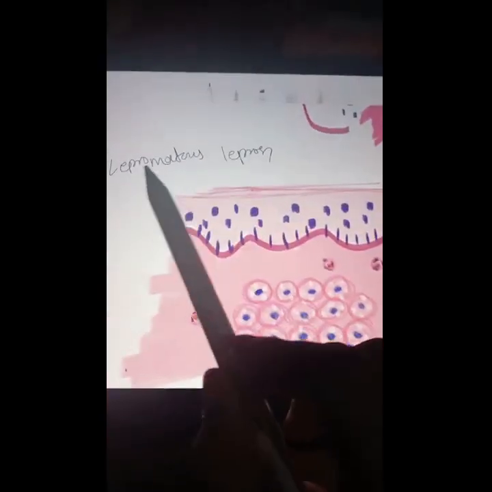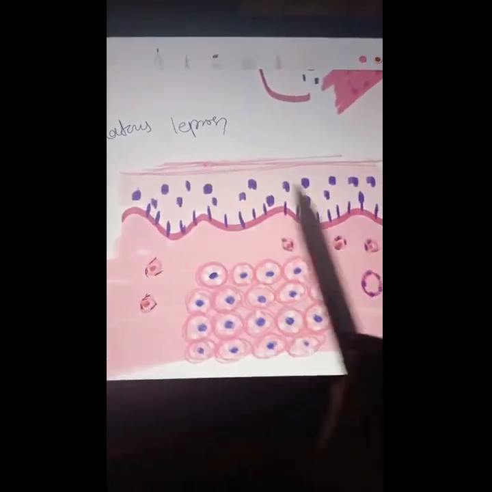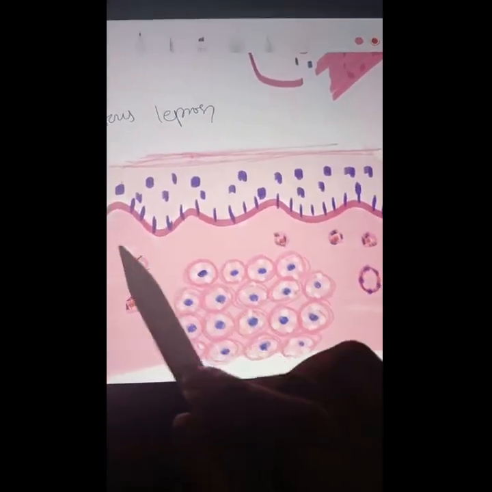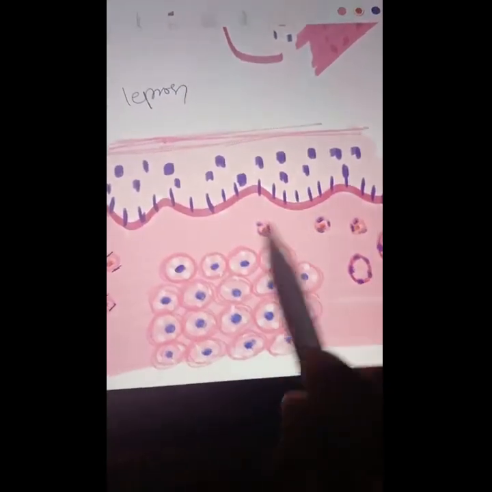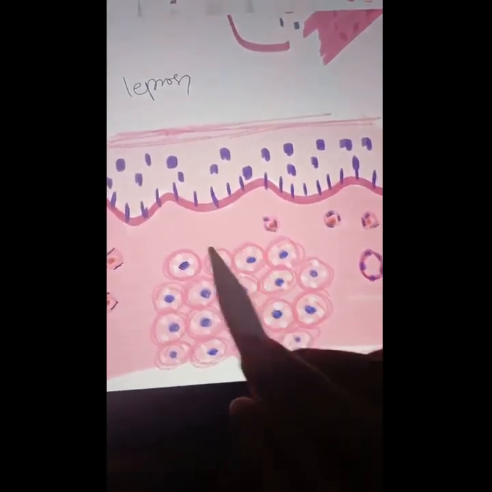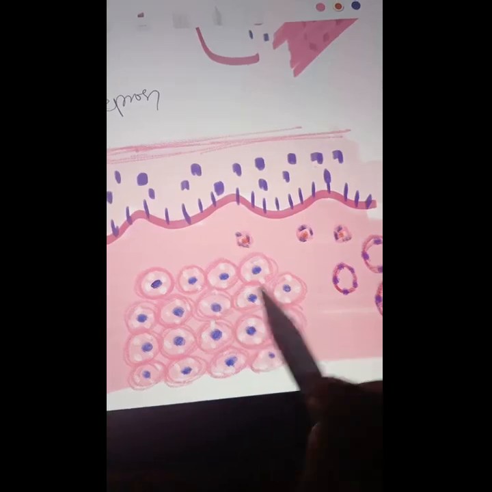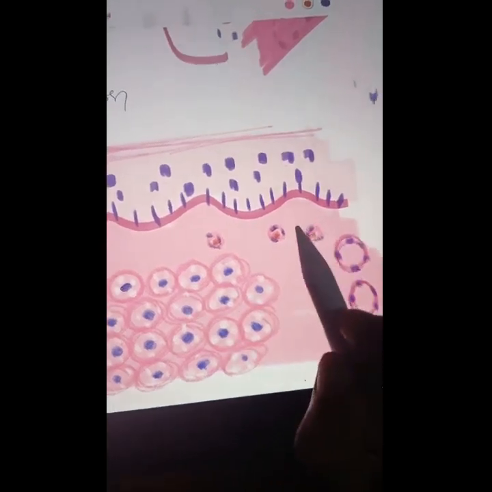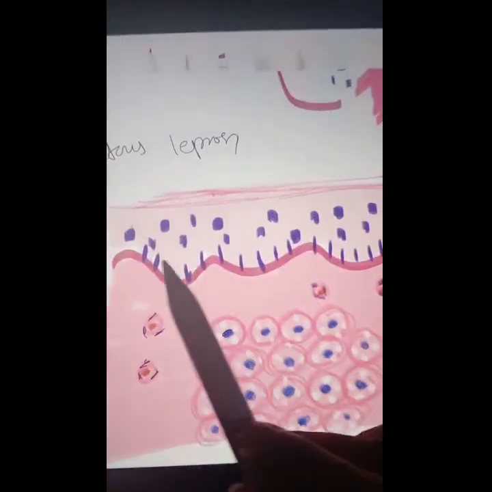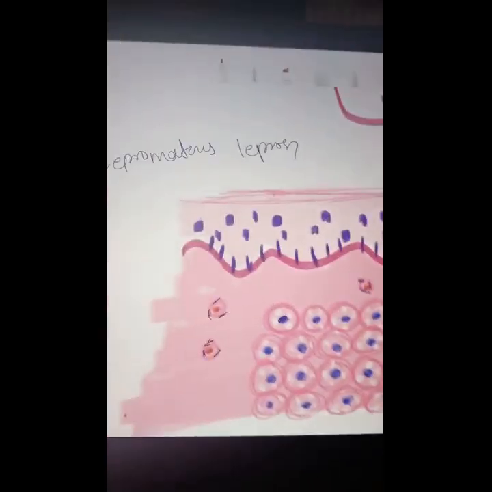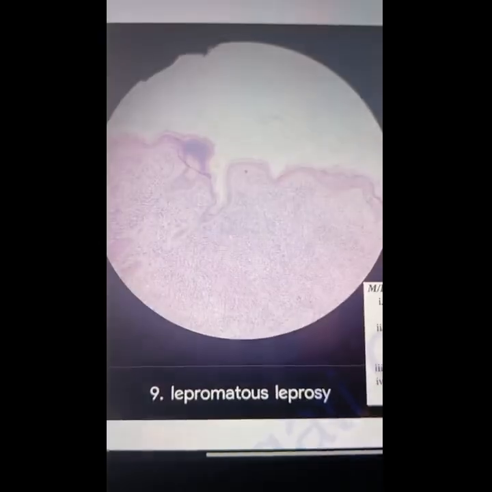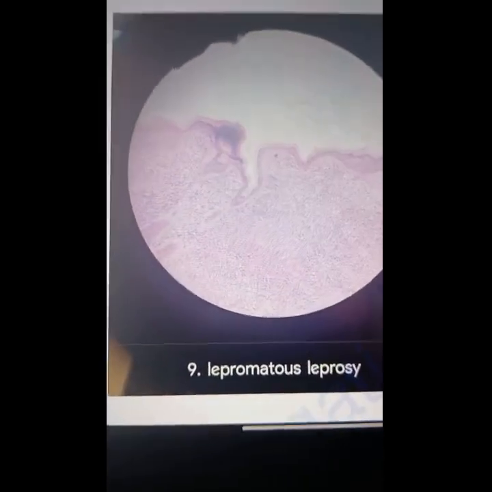So basically this is a diagram of lepromatous leprosy. In this diagram you can see there is a clear zone of separation between the dermoepidermal junction and the lower layer. You can see the foam cells present over here, and there are no lymphocytes present, congested blood vessels, glands, and also thin epidermis. So thin epidermis, congested blood vessels, foam cells, and glands are the characteristic features of lepromatous leprosy. So yes, this is the diagram of lepromatous leprosy.